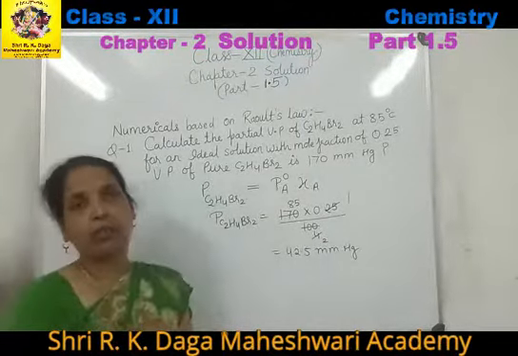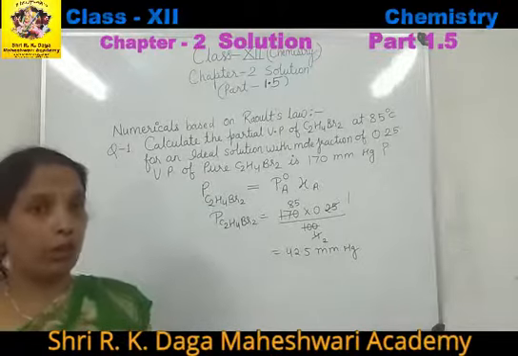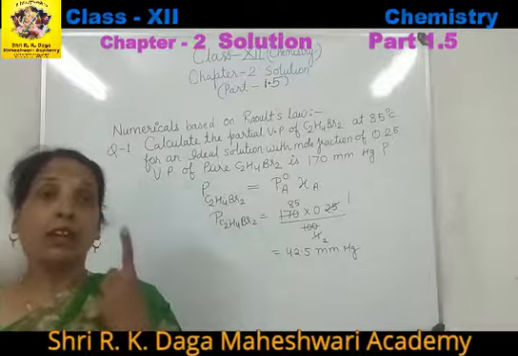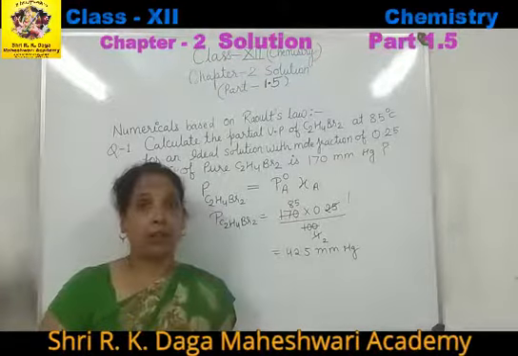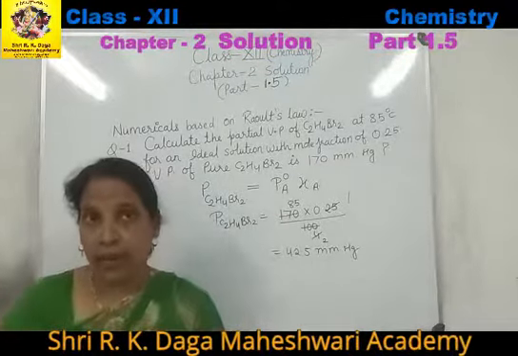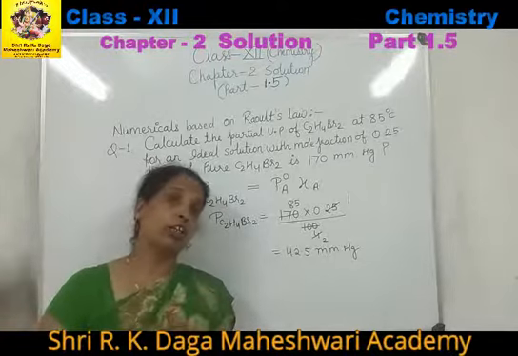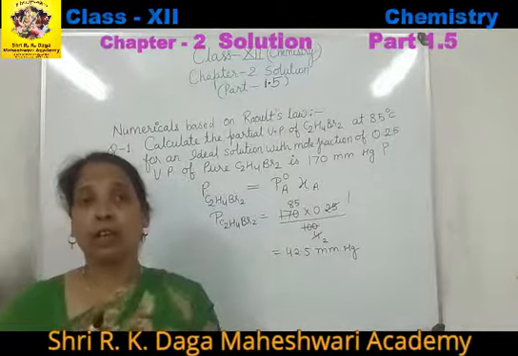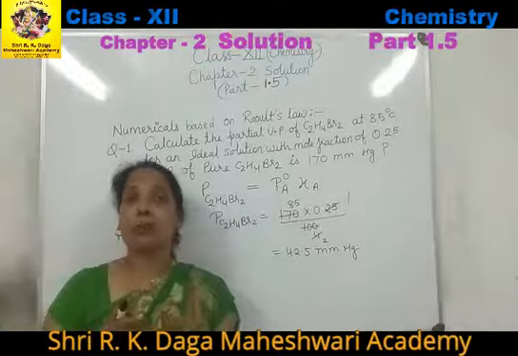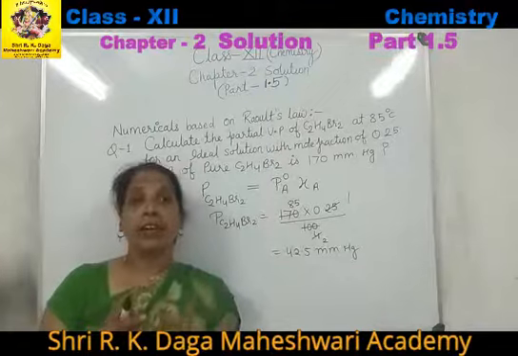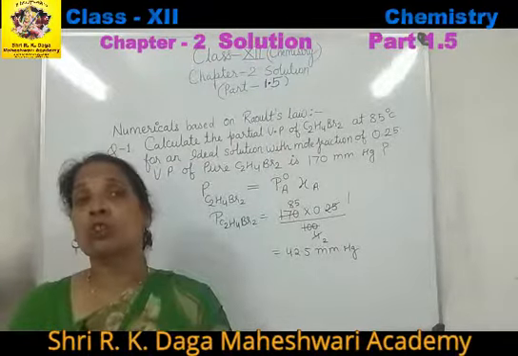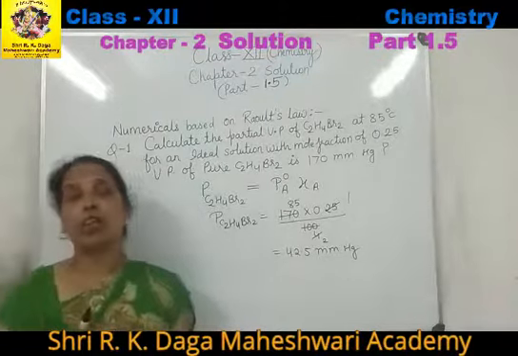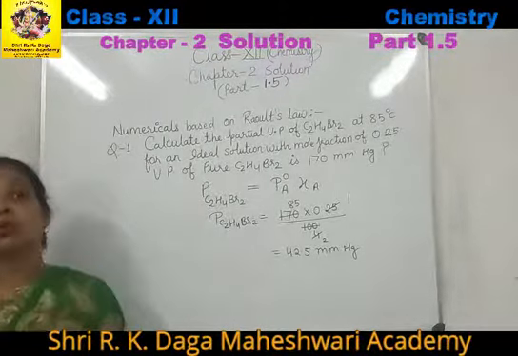Today we are practicing numericals based on Raoult's law, and the first problem students face is which law will apply here: Raoult's law for the volatile solute or Raoult's law for the solution containing a non-volatile solute. So first of all, read the numerical carefully. If there are two components and the vapor pressure of both components is given, we have to apply Raoult's law for the volatile solute, and the formula is P solution equals P naught A into XA plus P naught B into XB.